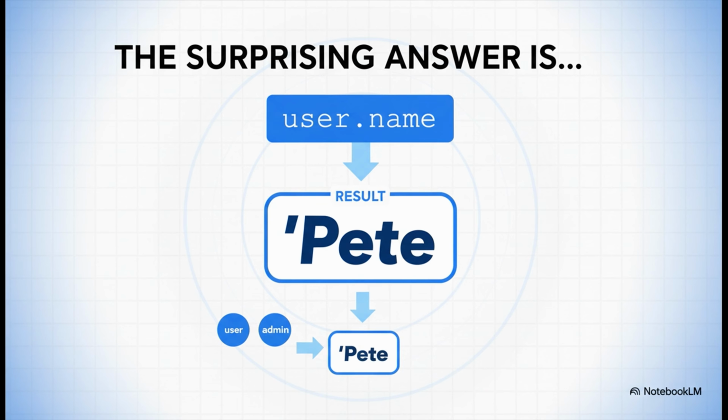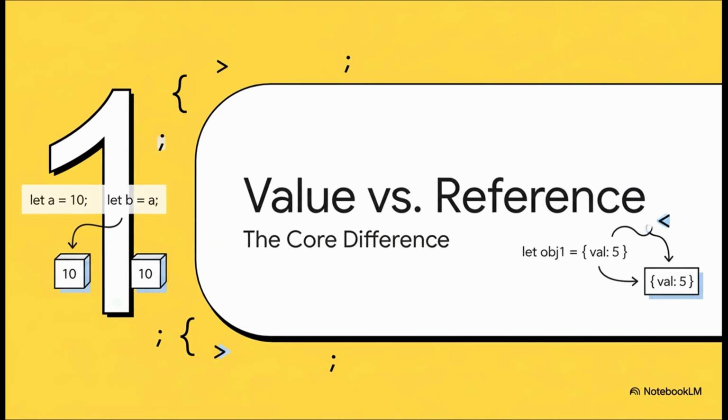Now, if that just blew your mind a little bit, don't worry, you are in good company. To really get why this happens, we have to pull back the curtain and look at how JavaScript handles its data. This brings us to the absolute heart of the matter, the difference between copying by value and copying by reference. I promise you, this is the key that unlocks this whole mystery.